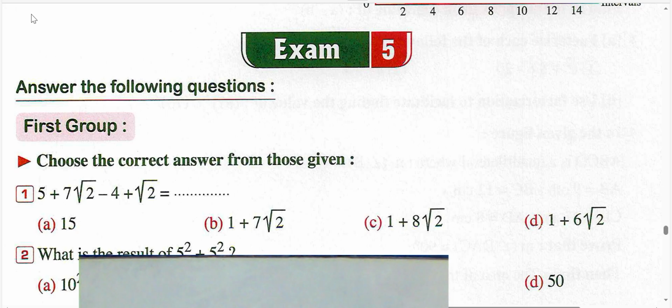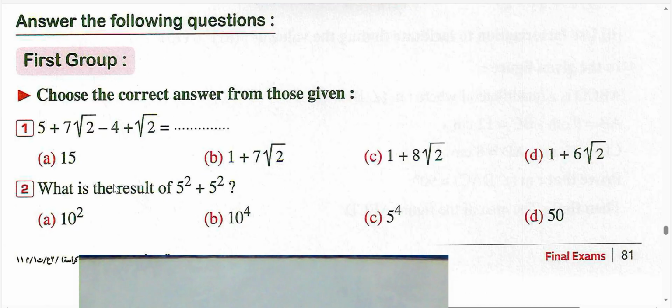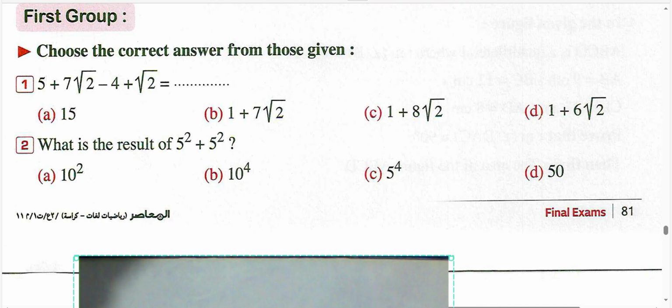Prep 2. Today we'll solve from Moasser book, model number 5, first term. First question, choose the correct answer.